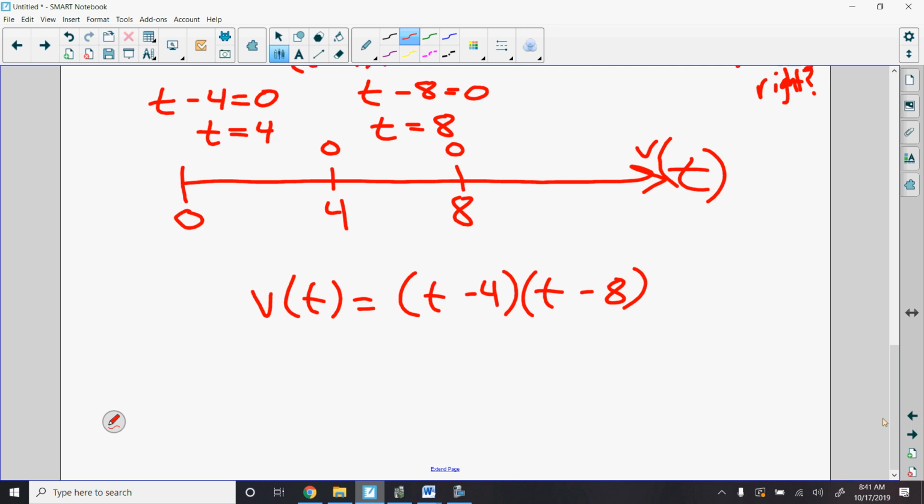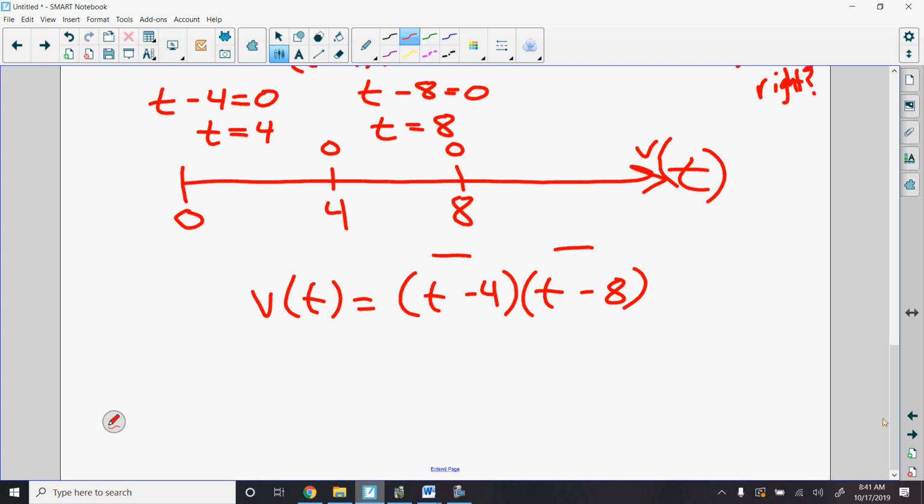But I don't care that it's negative 4, I care that it's negative. I put a little negative right above it. Plugging in 0 to the second term, t minus 8, gives me 0 minus 8. That gives me another negative number. And what I know is a negative times a negative is always a positive. So that tells me that at t equals 0, my velocity is positive.